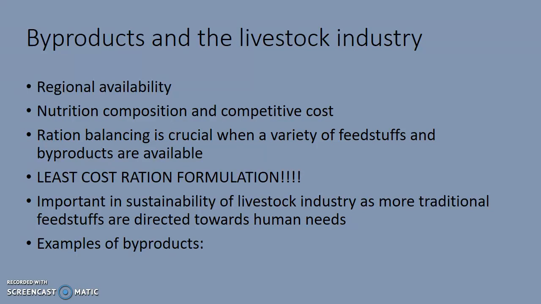A lot of times what nutritionists will use is a least cost ration formulation. They'll use the ingredients that are available to you and come up with a ration that's going to cost the least amount but meet all the animal's requirements. It's very important in sustaining the livestock industry as more of these traditional feedstuffs are directed towards humans. Some other examples of byproducts, like we already talked about, are the distiller's grains and the beet pulp. Some other things would be wheat midds, cottonseed meal or cottonseed hulls, soybean hulls, stuff like that. So that's byproducts.